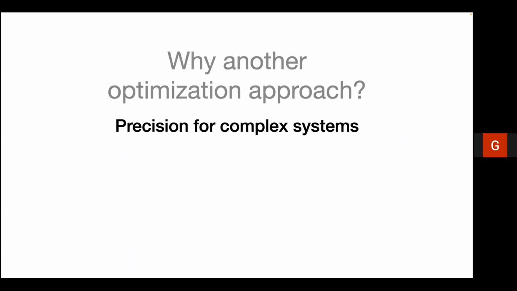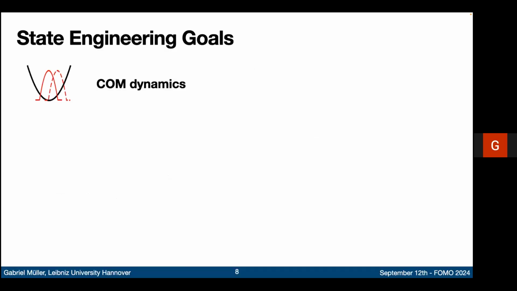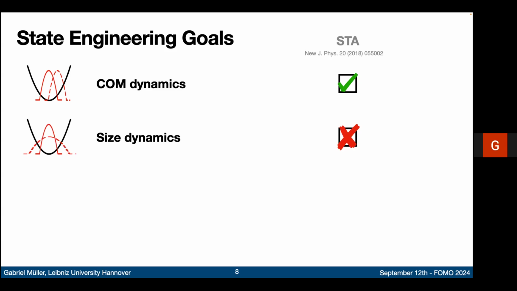So the answer to why we need another optimization approach is that we need precision on the one hand, and we have complex systems on the other. Precision, for example, for these fundamental physics tests, and by complex, I mean we have to solve a 3D GPE, which can take up to minutes. Our state engineering goals that I will discuss here are fourfold. We want to control the center of mass dynamics, which we can do easily with STA. We want to control the size dynamics, which already is a problem with STA.